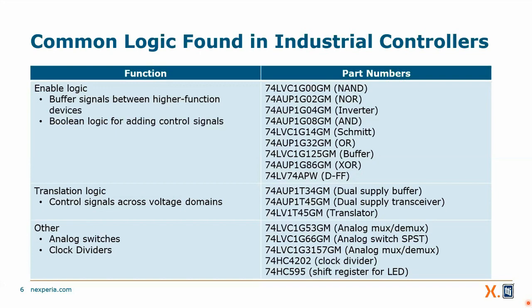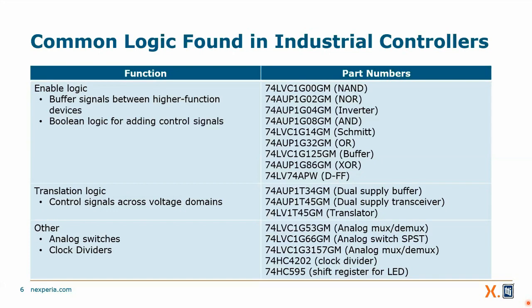And then finally, there's other features too that come depending on the industrial controller itself. Things like analog switches and clock dividers, which we'll talk about. Specialized functions that are in the logic family, but may or may not show up in every single system. So there you have it.